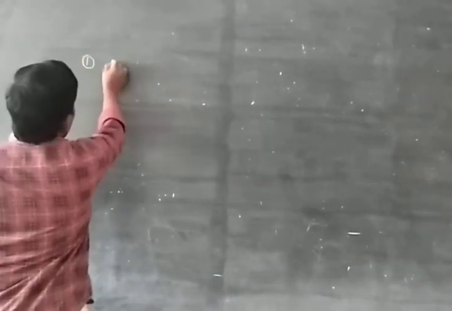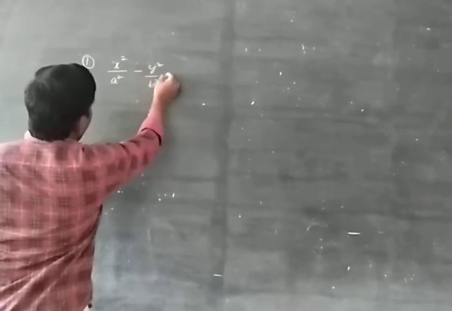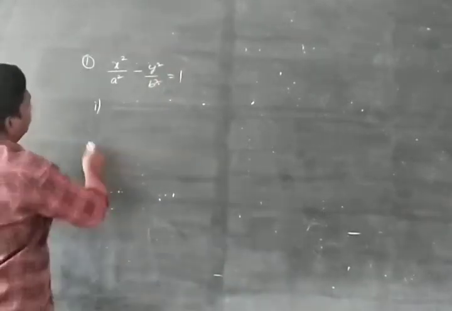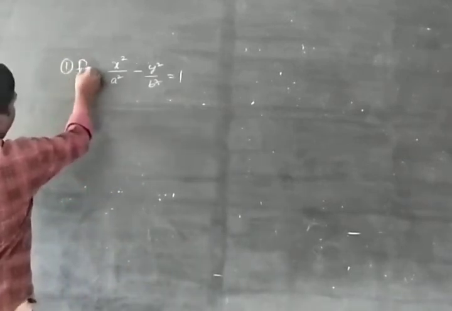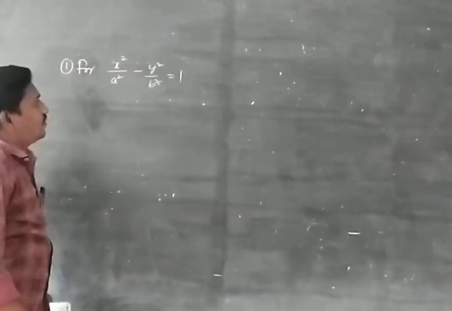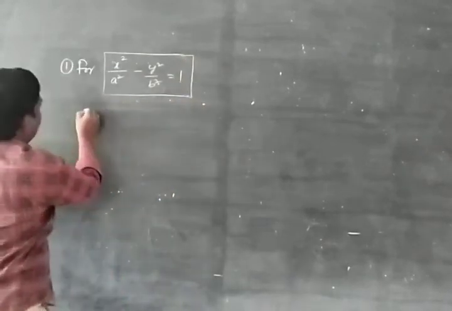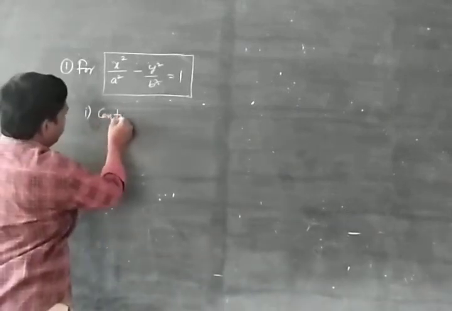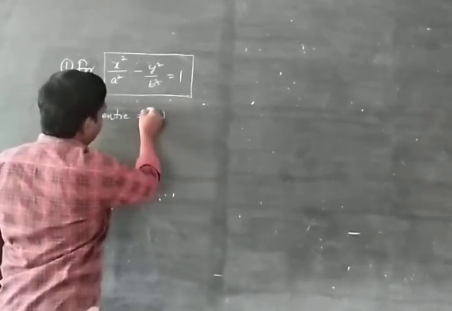So we have to write down some components of the hyperbola. First, the hyperbola x square by a square minus y square by b square equal to 1. Now, Roman number 1, we have to write for the hyperbola x square by a square minus y square by b square equal to 1. Center equal to 0, comma 0.